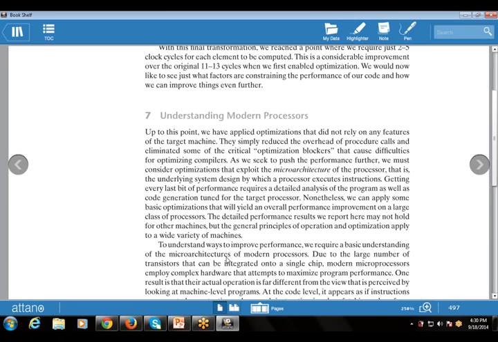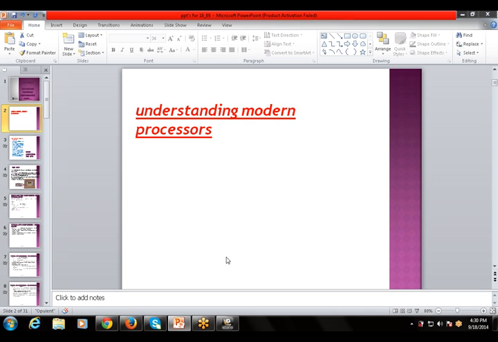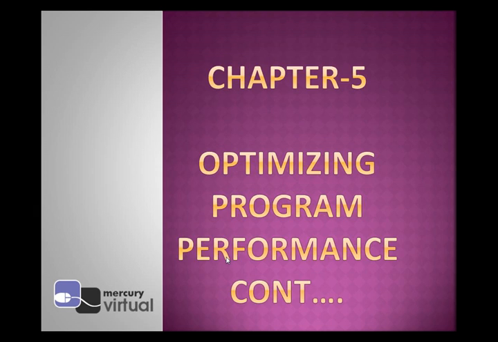So for understanding the modern processor, we use a basic overview of the microarchitecture. Due to the large number of transistors that can be integrated on a single chip, modern microprocessors employ complex hardware that attempts to maximize program performance. That is, we are using the transistors on a single CPU chip to execute the program and maximize the program performance. Now let's see with the help of PPTs what we have covered till now.